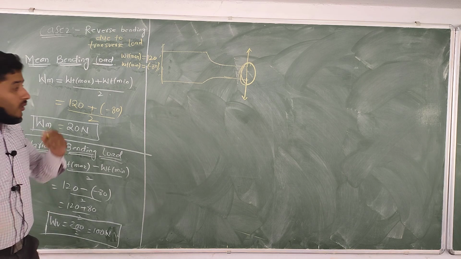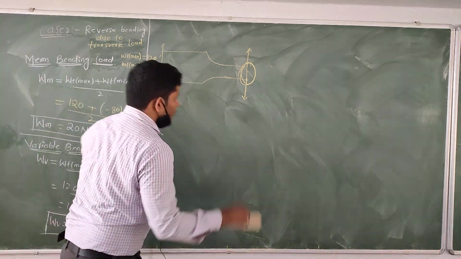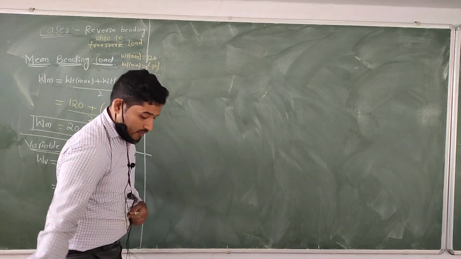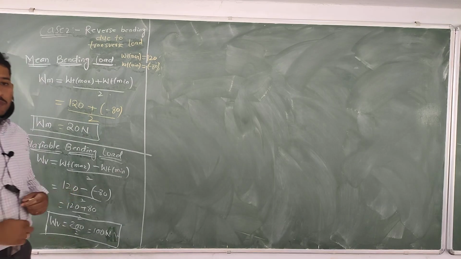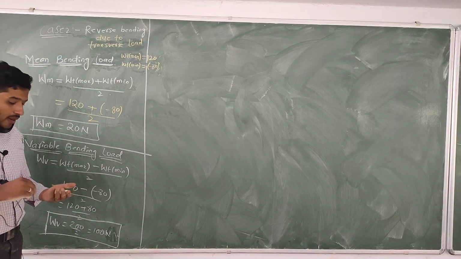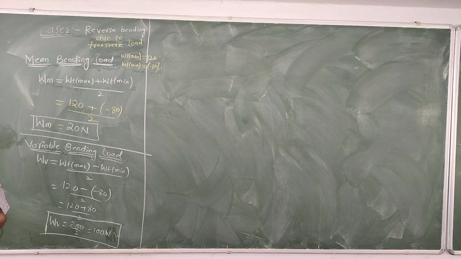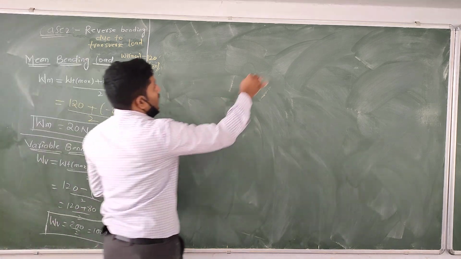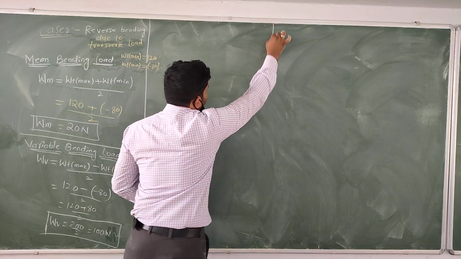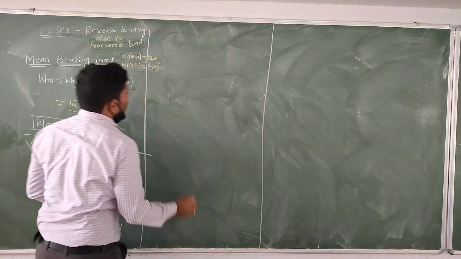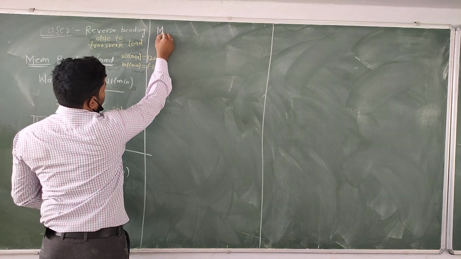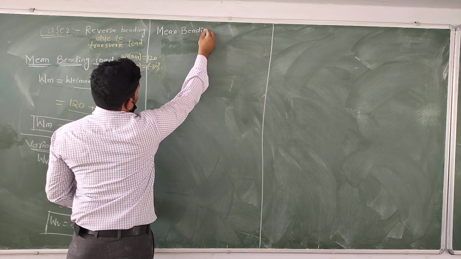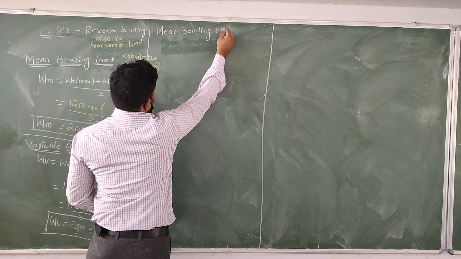Again, what we need to find out? We need to find out the maximum bending moment, as well as we need to find out the minimum bending moment in this case. Okay, then how to find out the minimum bending load? Or we can say the mean bending moment.